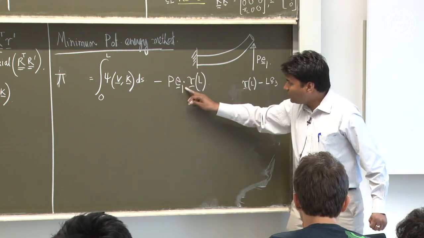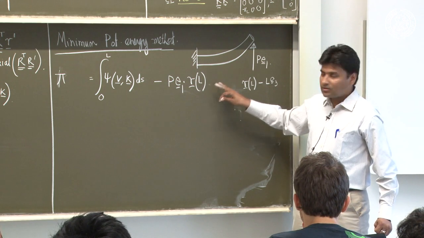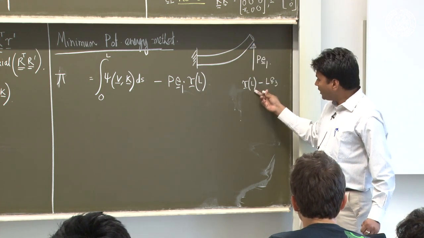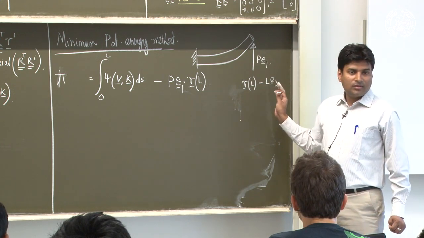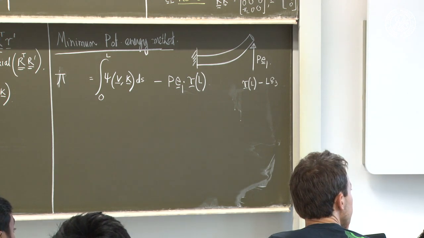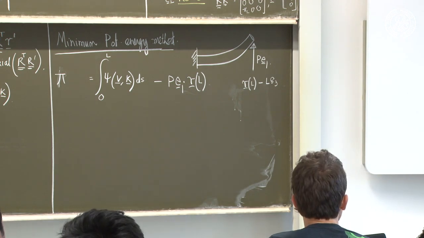Force times the displacement of the tip, which is r of L minus L E3, right? The interesting point is the minus. Why does it come with a minus sign? Why do we lose potential?